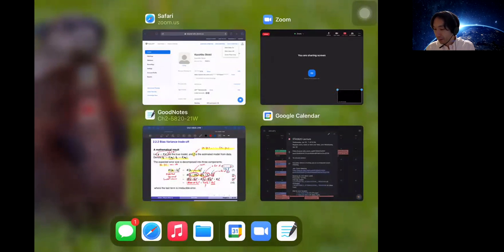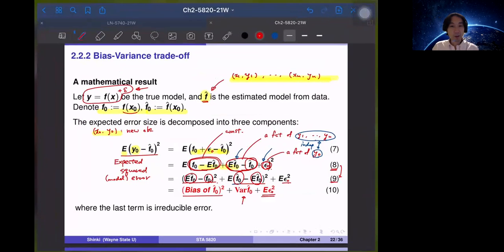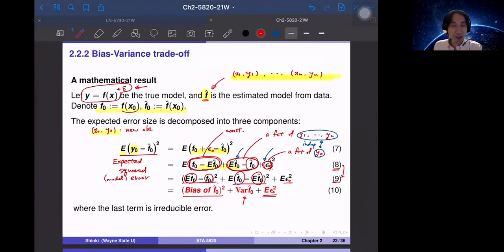Okay, so here you go. So when I stopped the screen sharing, I don't know why.